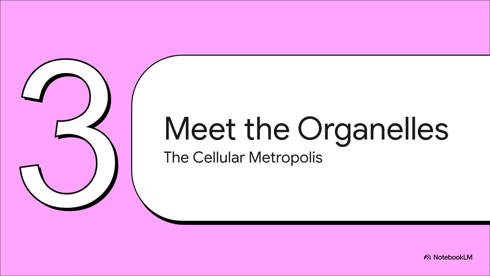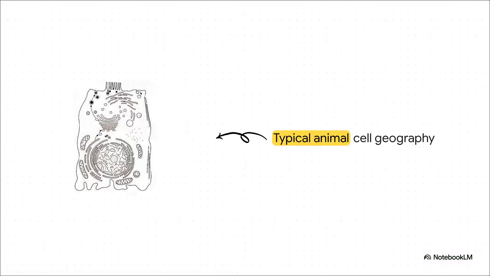Moving right along to part 3. Meet the organelles, the cellular metropolis. Okay, let's dive into a typical animal cell. It is literally a bustling microscopic city in there. You've got these tiny, specialized internal structures called organelles, and they all perform a strict division of labor. But they aren't just rattling around. They're perfectly suspended within this jelly-like fluid called the cytoplasm.